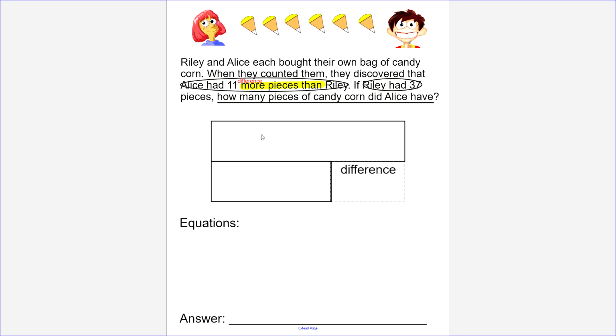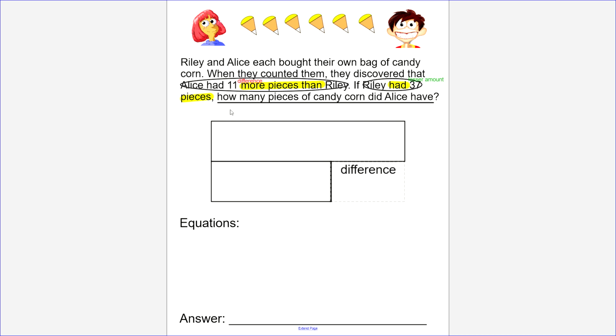Look back at the piece of information with the comparison. It tells us Alice had 11 more pieces than Riley. It's telling us Alice has more than Riley. If Alice has more than Riley, that means that Alice is the greater amount. If Alice is the greater amount, that means that Riley must be the lesser amount. I've just figured out that Riley having 37 pieces is the lesser amount because Alice has more than Riley.